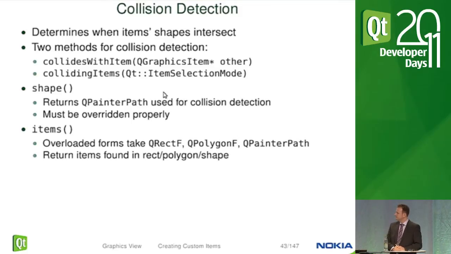Right. And if you combine the previous code example with the collide with, you could have something like only allow dragging the item where it doesn't collide with anything else. So you restrict the user movement to areas where there is no other item, for example.